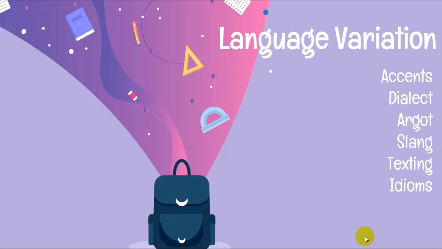And the next is language variation. I believe that all of you are familiar with the term language variation, or even understand well what language variation is. But right now I will try to remind you what language variation is. First is accent. Accent is the pronunciation of someone.